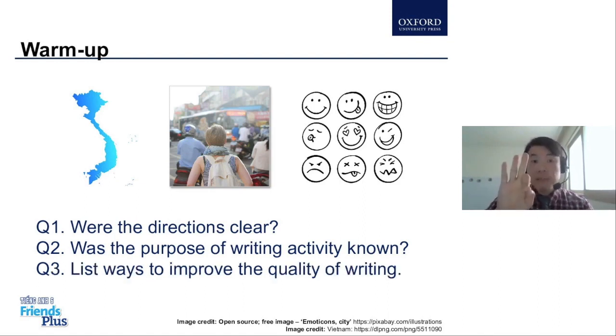Now, for our question number 3. Question number 3 asks, list ways to improve the quality of writing. So in our chat box, instead of saying yes or no, number 3 is not a yes or no question. Number 3 is asking our teachers, what are some ways to improve the quality of writing? So in the chat box, can you just share basic ideas or methods that you can use to improve the quality of writing? So we have one teacher saying structure, another teacher saying increasing vocabulary, grammar, knowing the topic.